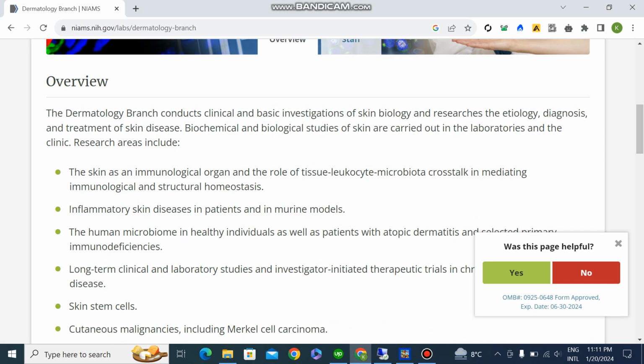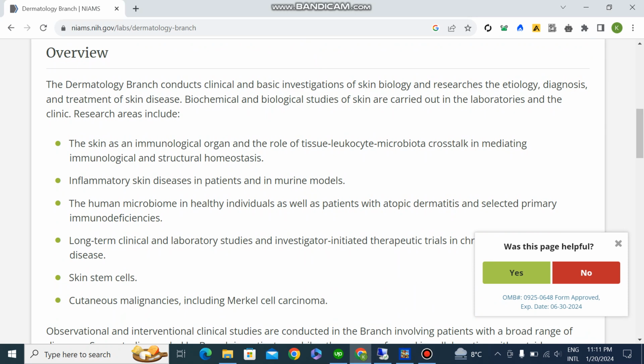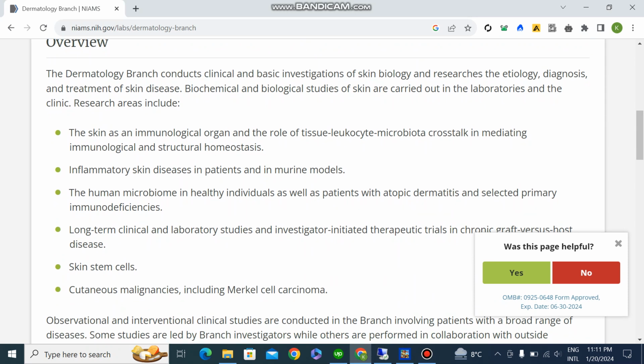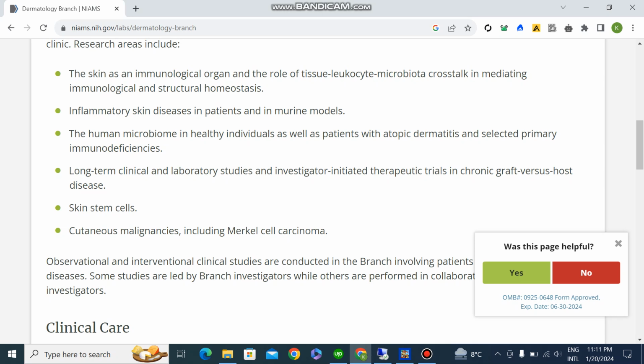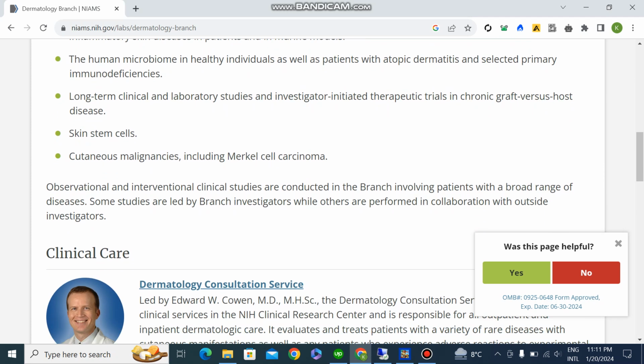The human microbiome in healthy individuals as well as patients with atopic dermatitis and selected primary immunodeficiencies. Long-term clinical and laboratory studies and investigator-initiated therapeutic trials in chronic graft versus host disease. Skin stem cells, including Merkel cells. Observational and interventional clinical studies are conducted in the branch involving patients with a broad range of diseases. Some studies are led by a branch investigator while others are performed in collaboration with outside investigators.